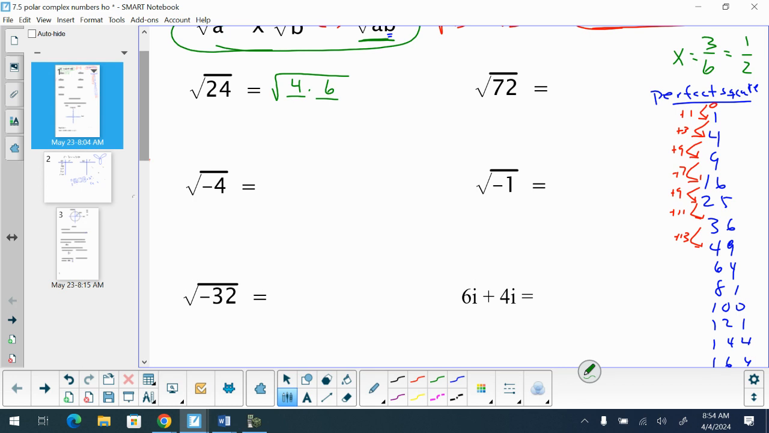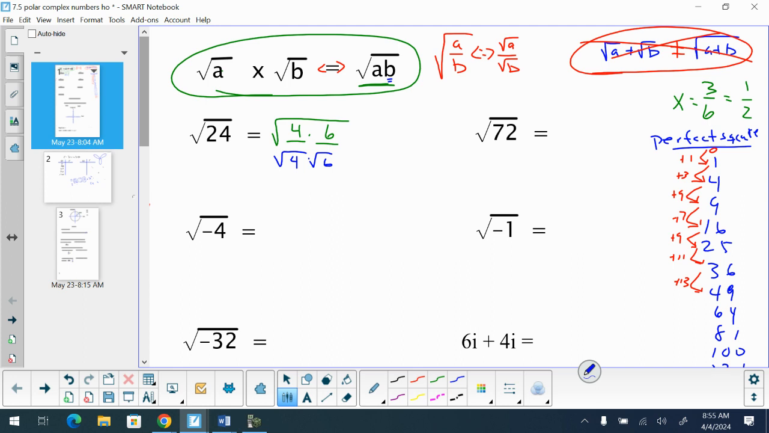Now, I'm slowing your brain down because I know what we tend to do is we go from here down to the next one, square root of 4, square root of 6. And what we are applying in our brain is this property here, which will then give us a value of 2 square root of 6. Square root of 72, go ahead and break it down. Simplify square root of 72.